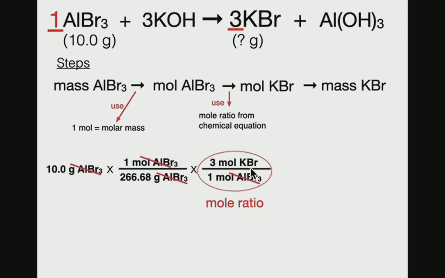So this conversion factor will convert it to moles of potassium bromide. But we need grams of potassium bromide. So there's one more step, converting moles of potassium bromide into grams of potassium bromide. For that, we'll use, again, the same relationship that we started with.